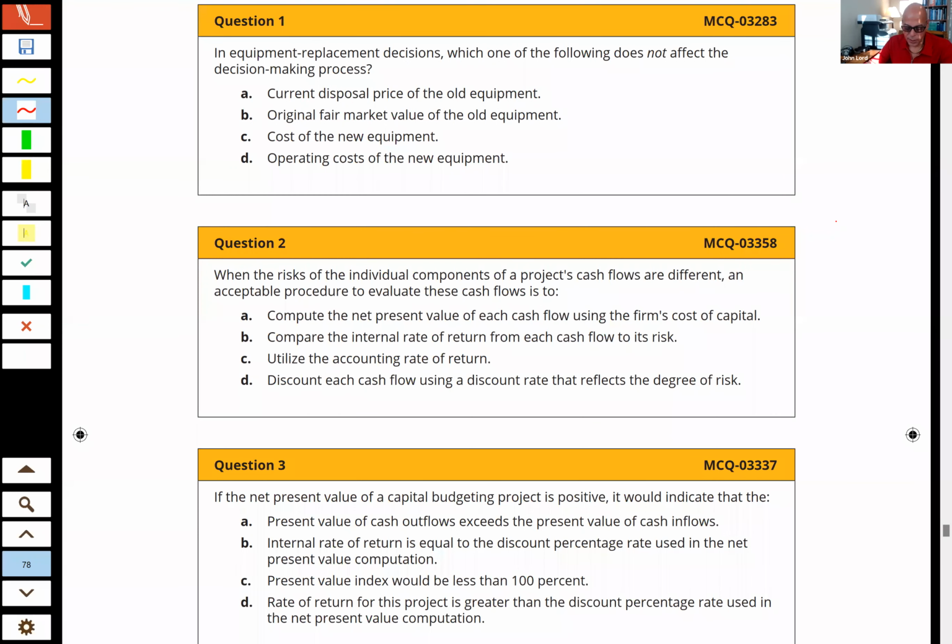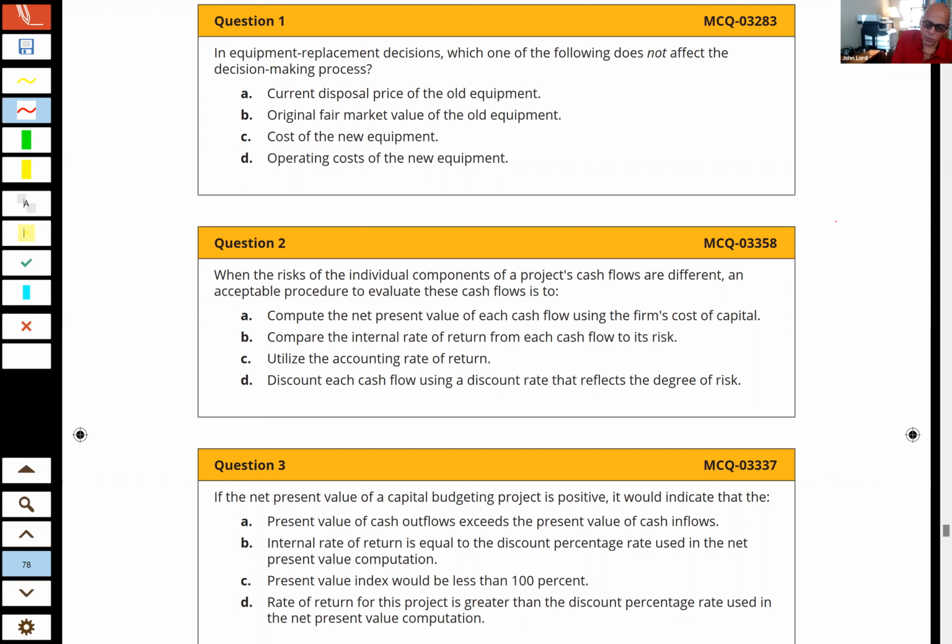In an equipment replacement decision, which of the following does not affect the decision-making process? Some of us wanted A, current disposal price of the old equipment. No, the disposal price of the old equipment is going to bring in some cash flow to us because we're going to be disposing it. So we would consider that as a direct reduction off of the initial investment. But then we need to consider, well, are we going to pay tax on that because it's a gain? Or will there be a tax shield because there's a loss? If we sell it for more than book value, that's going to create additional tax that we have to pay for the gain. If we sell below book value, that's a loss. It'll create a tax shield. So no, we would absolutely consider the current disposal price.